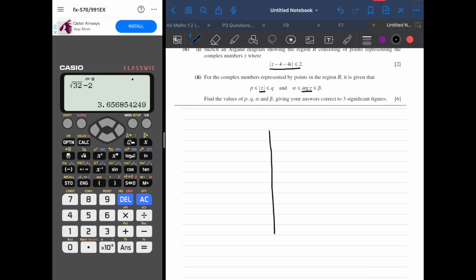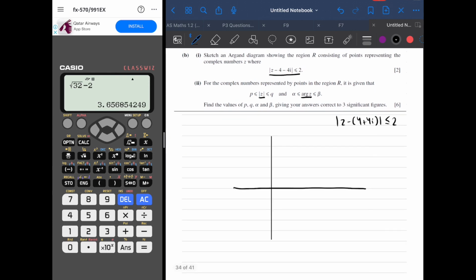So, 4 comma 4. How do I get this? Take minus common. 4 plus 4 iota is less than or equal to 2. Okay, now 4 comma 4. So it's going to be 1, 2, 3, 4. 1, 2, 3, 4. It's going to lie here. So 4 up, and the radius is 2. 2 up, 2 down, 2 on this side and 2 on this side. Let's make a circle. Do you get this?